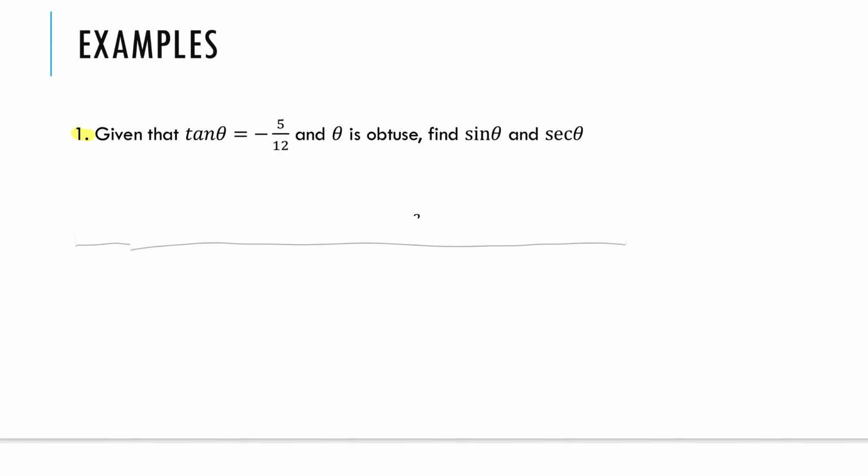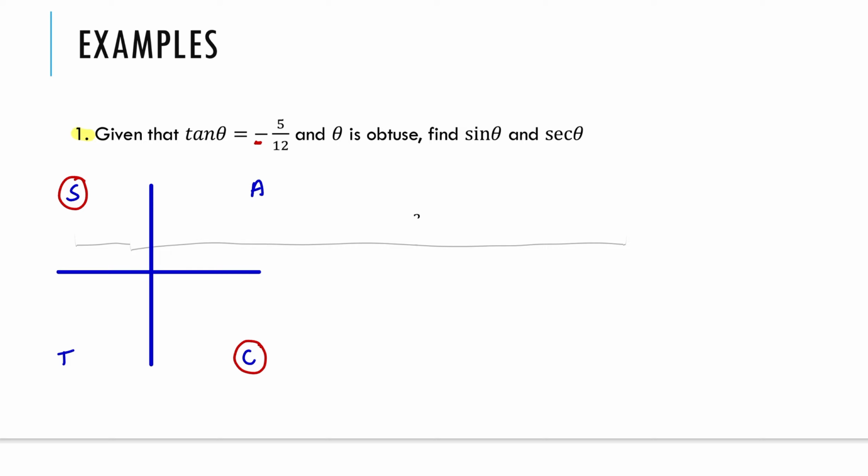There we go. So here, what we're going to do now is, given that tan theta equals negative 5 over 12 and theta is obtuse, find sine theta and sec theta. So here, the first thing I'm going to do is set up my All Stations To Central, and then I'm going to cover my criteria. First of all, I've got tan is negative. So tan theta is negative in the second and the fourth quadrant.